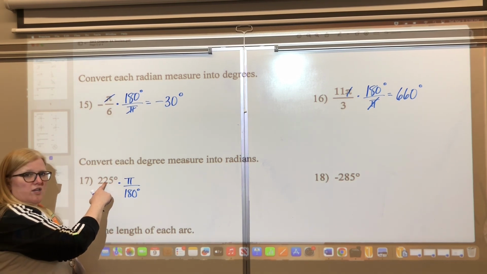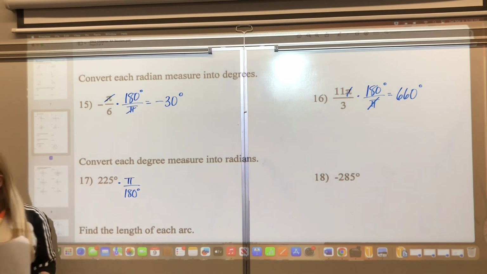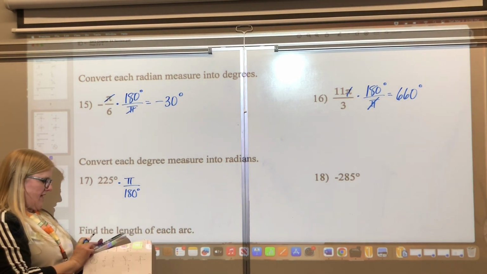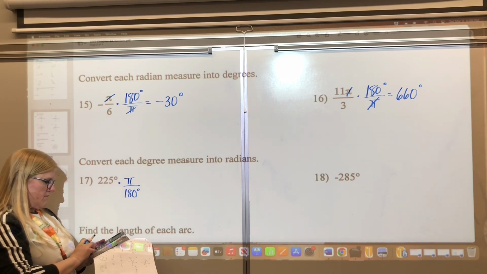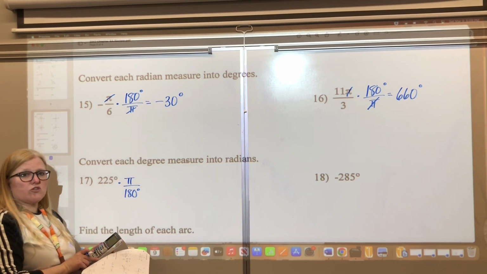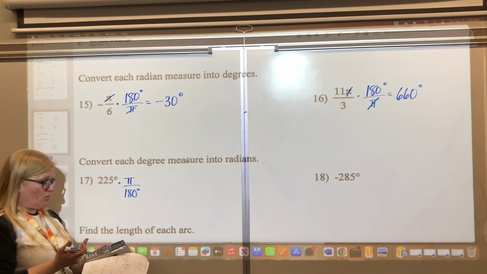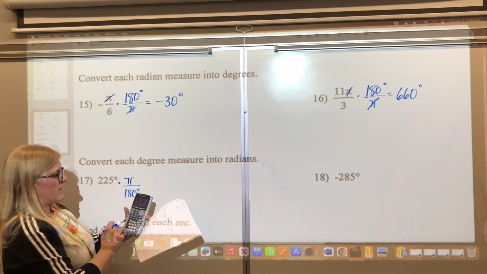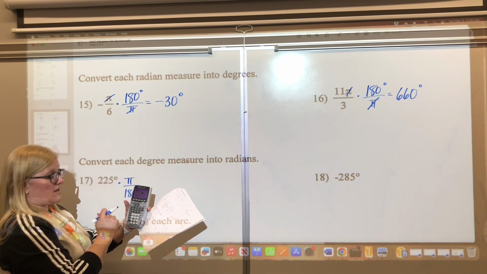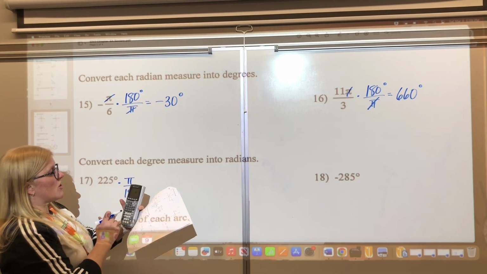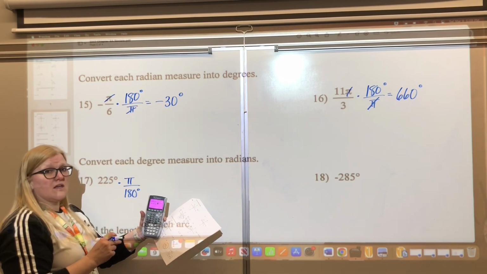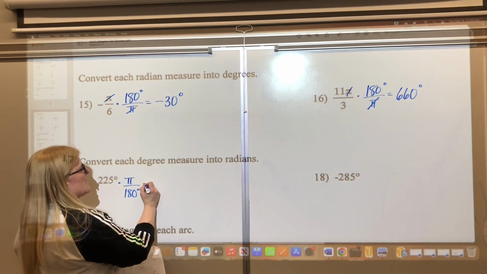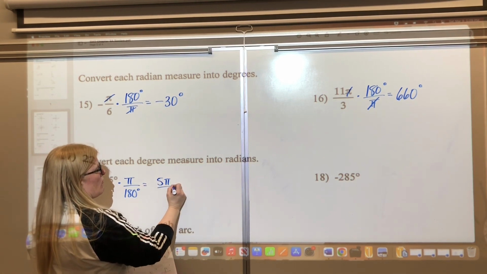You're going to put in 225 divided by 180 in your calculator, and when I do that, I get 1.25. Now I know that's 1 1/4, but if you don't know that, then you're going to hit math. That fraction button comes up. You're going to hit enter, enter, and it gives you this fraction simplified, totally reduced. So this is 5 pi over 4.